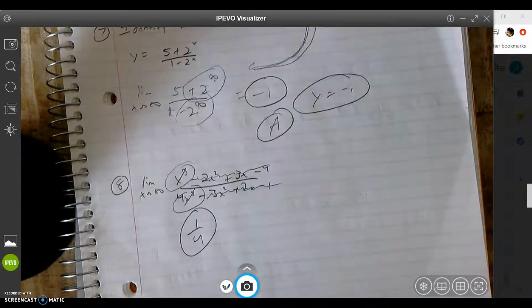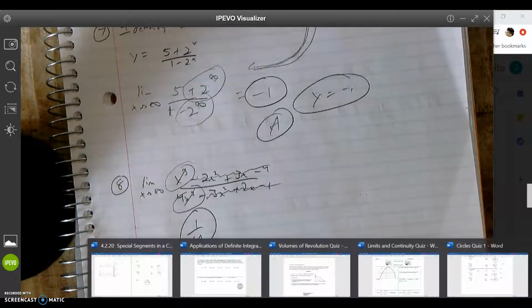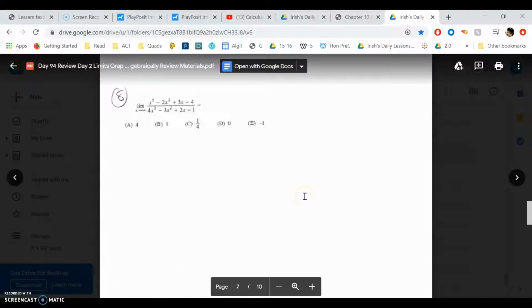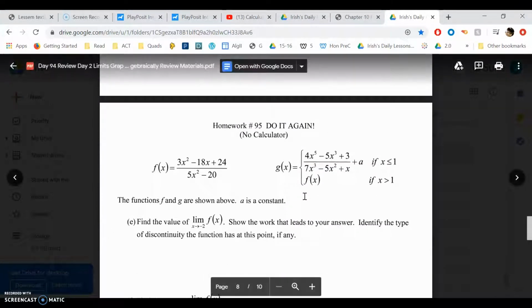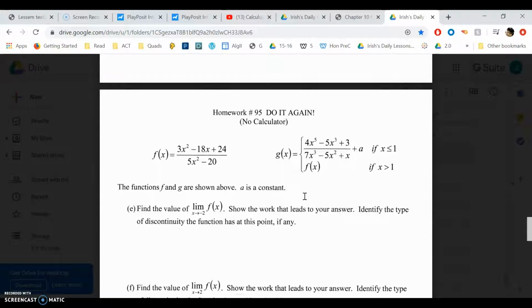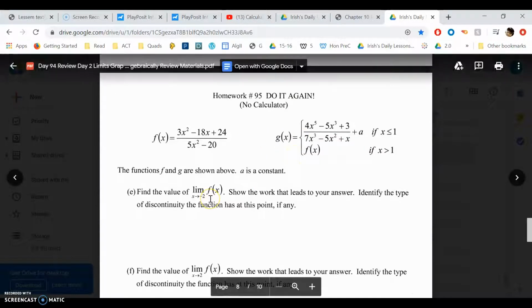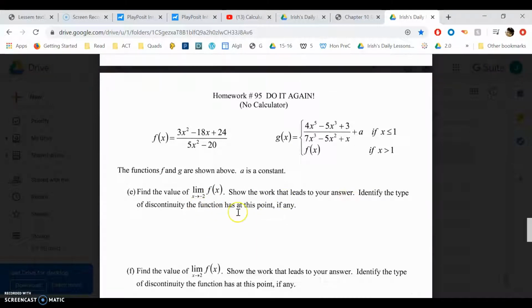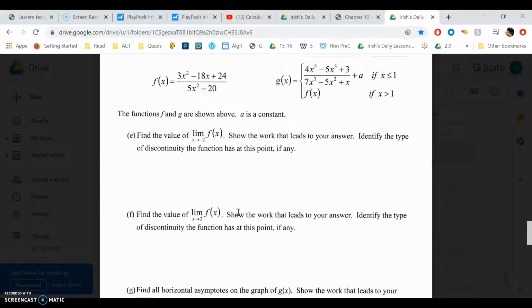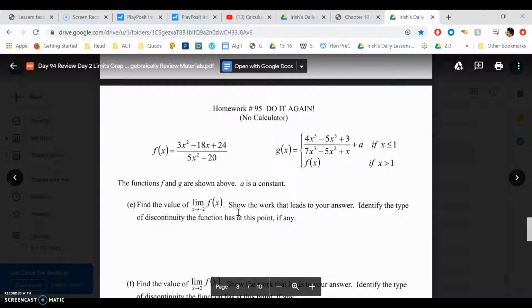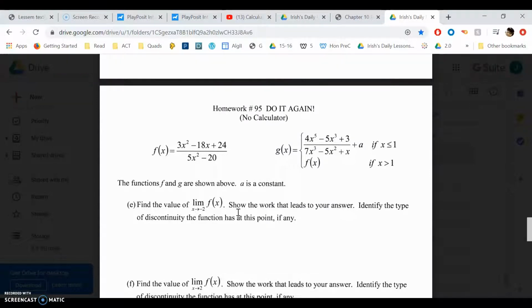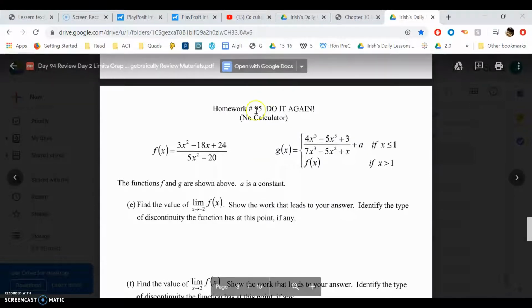All right, now what I want you to do is this. Let's push ourselves a little bit more. Let's knock these out right here. I'm going to do another video coming up on this: homework number 95, do it again. Here you have to find the limit as x approaches negative 2, identify the type of discontinuity, all this stuff. I want you to do E, F, G, and H right now, and then watch the video. Don't watch the video first, try it on your own first. This is no calculator, so you should be able to do the rest, okay? Ready, set, go. Nice job.